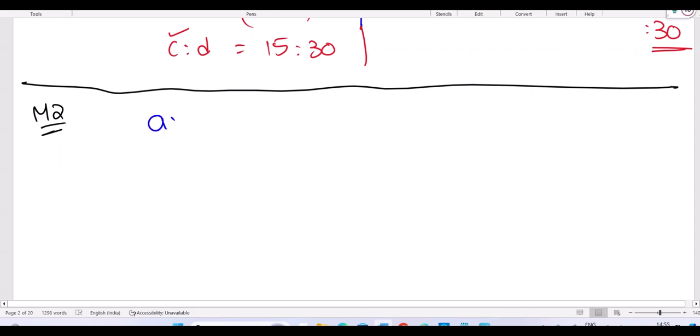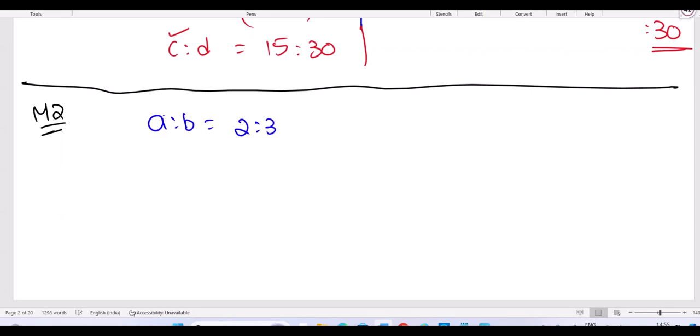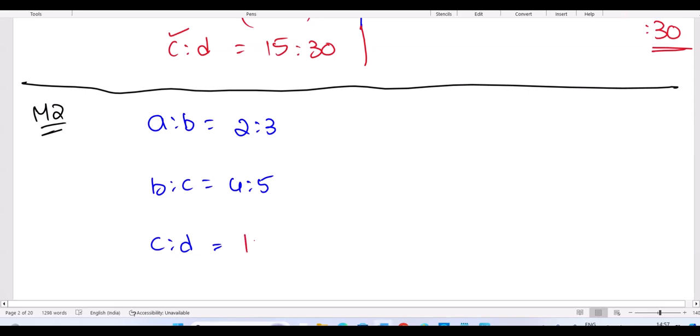Fine. So first thing, AB ratio is 2 is to 3. B and C, 4 is to 5. Next one, C is to D is required, not D is to C. Before applying the shortcut, this is the basic thing you need to maintain. Okay, first one ending, next one starting must be same. Fine. So C and D ratio is 1 is to 2 or 2 is to 1? 1 is to 2. Okay. Now we need, okay, this is mandatory. You need to maintain first one ending, next one starting must be same.